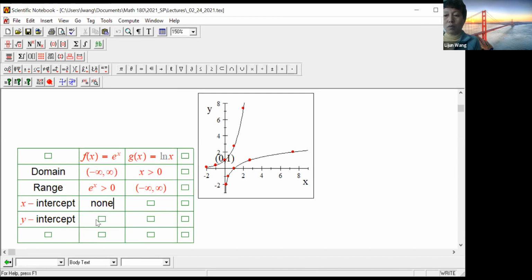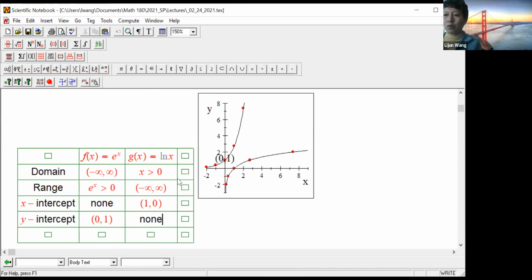What is the y-intercept for e to the power x? (0, 1). Perfect answer. And then for ln x, it's just the inverse, where the x-intercept is (1, 0), and then there isn't a y-intercept. No y-intercept? Very good.